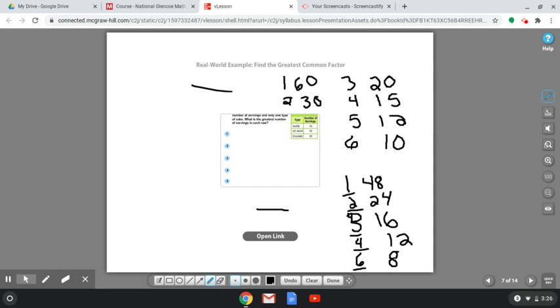Look over here. Do they both have an 8? They don't. This one's got 8. This one doesn't. They both have a 12. They do not have a 16 in common. They don't have a 24 or a 48. So our common factors would be 1, 2, 3, 4, 6, 12. And the greatest would be 12. So that's how you find your greatest common factor.